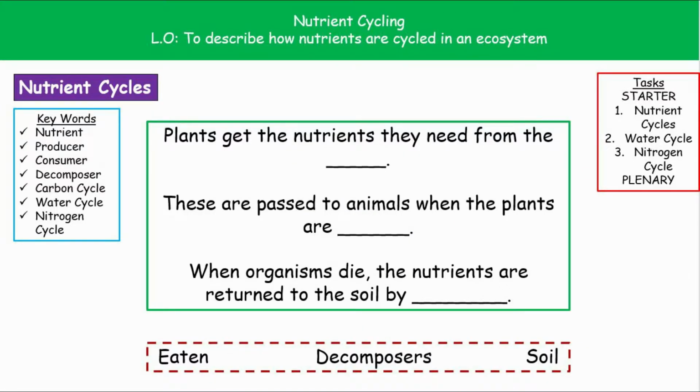Let's start off with some real basics about nutrients and how they're cycling through. So what I've got for you there are 3 sentences on the screen with 3 missing words. And the words that are missing are given to you in the red box at the bottom. What I'd like you to do is have a go at filling in the missing words as you write those sentences in your book for me. So I'll give you about 3 minutes to get those 3 sentences and the missing words written in your books.